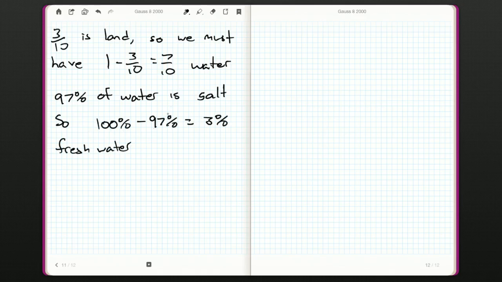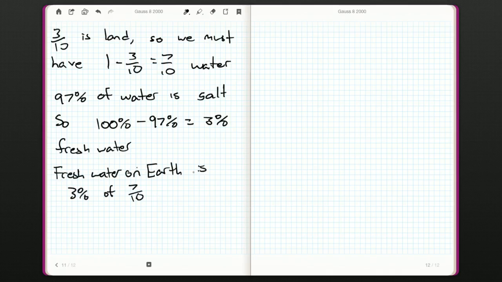So now what we need to do is figure out the overall amount of fresh water on the Earth. Well, how much water is on the Earth, and how much of that is fresh water? So we need to combine the 7/10 and the 3%. So fresh water on the Earth is 3% of 7/10 of the Earth. Well, how do we combine these? These are percents and fractions. You can't really do them together.